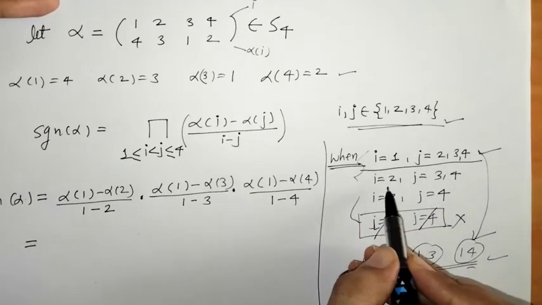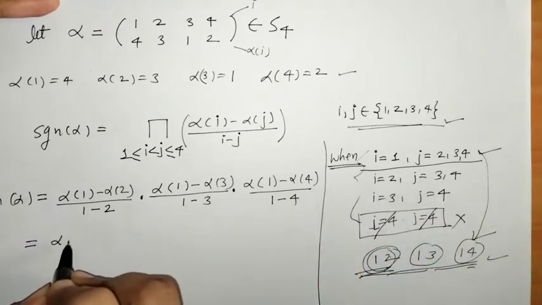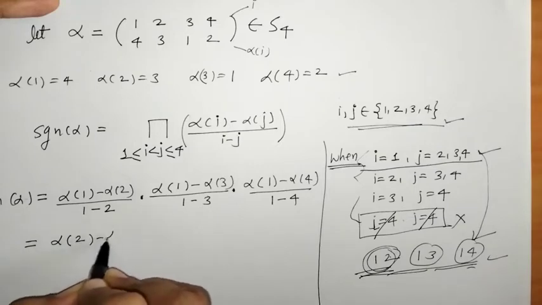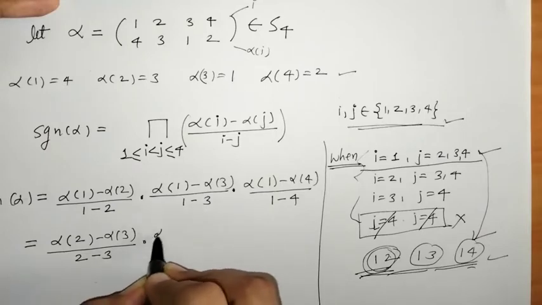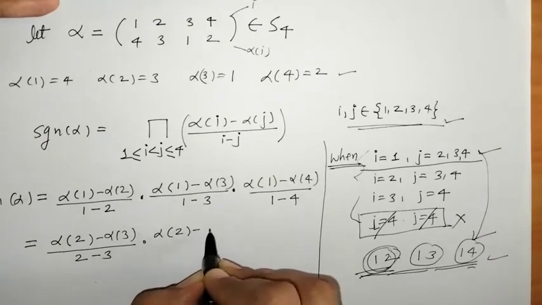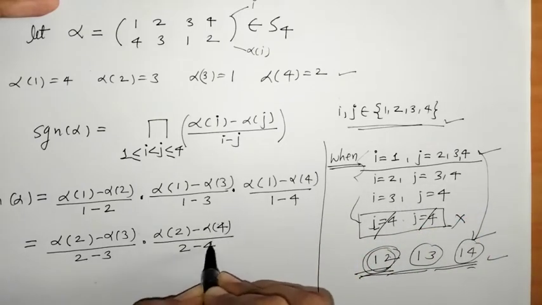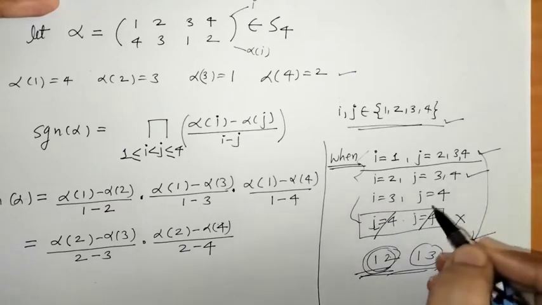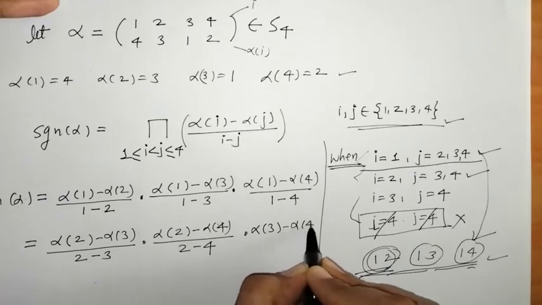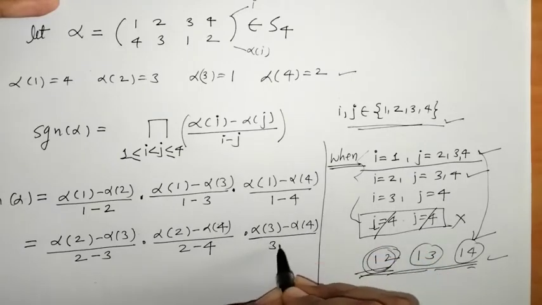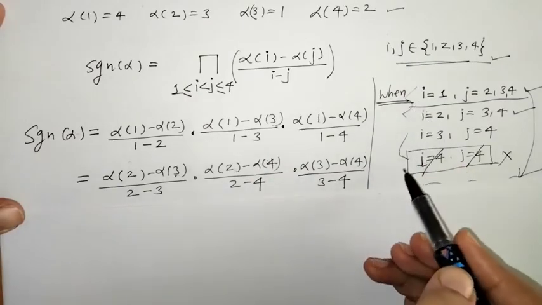Next, when i is equal to 2, j is equal to 3, here we have alpha of 2 minus alpha of 3, and the denominator is 2 minus 3. Next, alpha of 2 minus alpha of 4, and the denominator is 2 minus 4. We have put these values. Now next is alpha of 3 minus alpha of 4 upon 3 minus 4. Now we have put all the values of i, j.